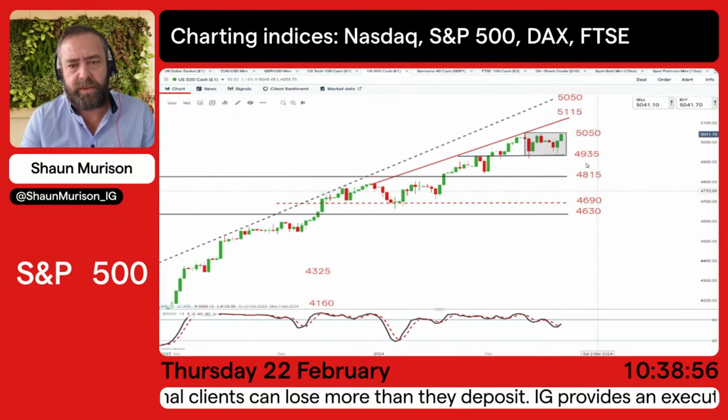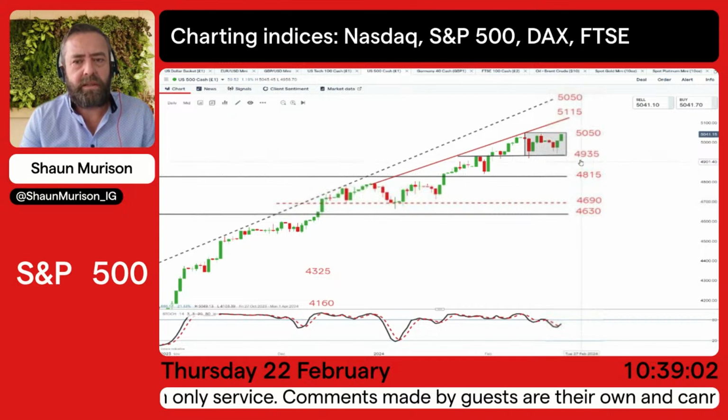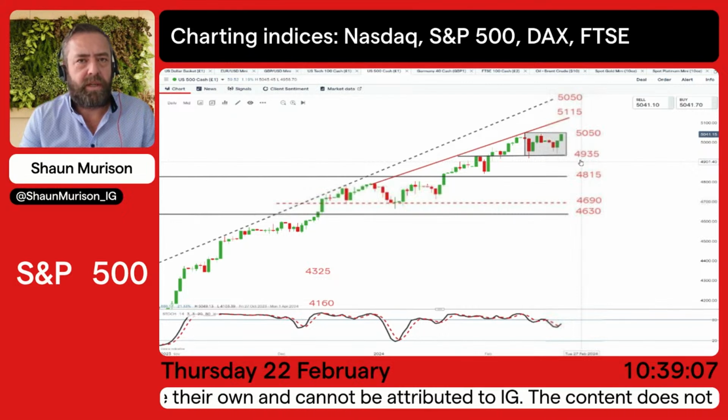If you're range trading, you might have tried to pick it up close towards that 4,935 mark, that level of support there. Not really such a clear signal. I think the next long entry opportunity might be if we do get a break of that 5.